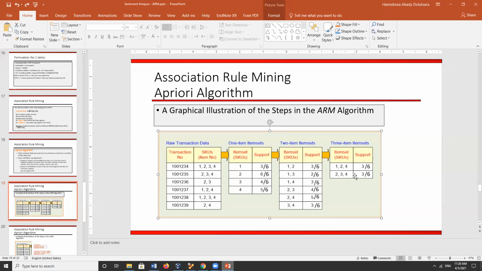Support of 3 items. How many times do they happen together? 1, 2, 4 in the first one, in the 4th one, and in the 5th one. So 3 out of 6. So any questions about how to calculate support?